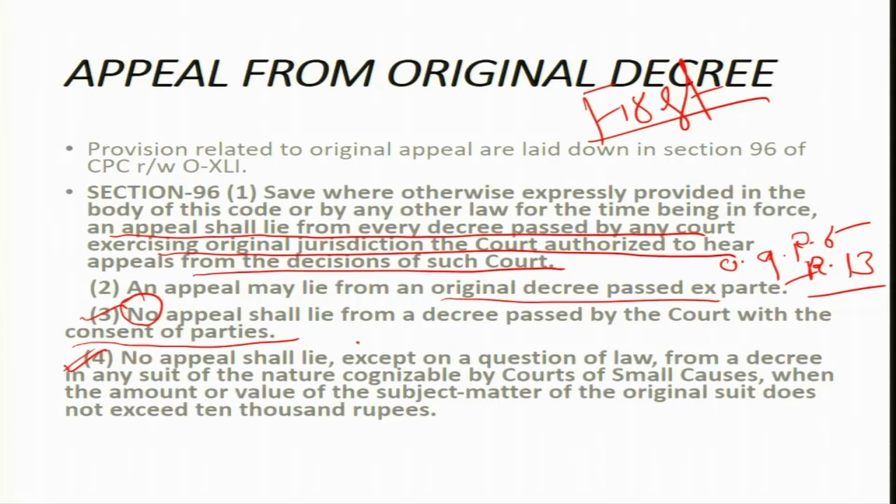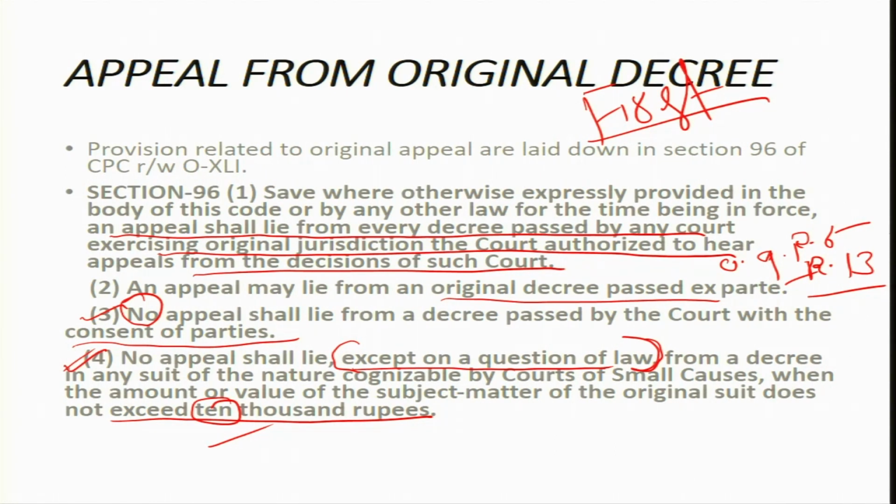No appeal shall lie except on a question of law. Here you have to mark, this point is very important: the original suit does not exceed 10,000 rupees. Earlier this limit was 3,000. No appeal shall lie except on a question of law from a decree in any suit of the nature cognizable by a court of small causes, when the amount or value of the subject matter of the original suit does not exceed 10,000 rupees. No appeal shall lie except on a question of law.